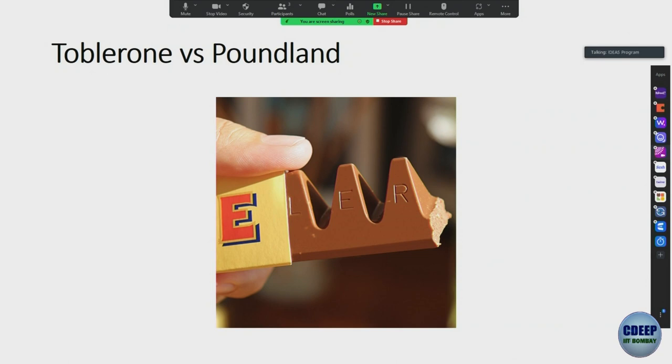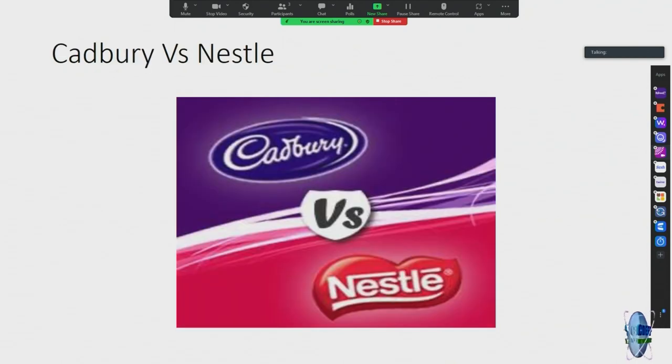Obviously, the court said, look, they have registered a single triangle, you can't put in a double triangle, it will cause confusion because they are associated with the triangular chocolate. So the other company had to stop. You will find triangular chocolate worldwide only as Toblerone, nothing else. So today, a shape can be registered as a trademark.